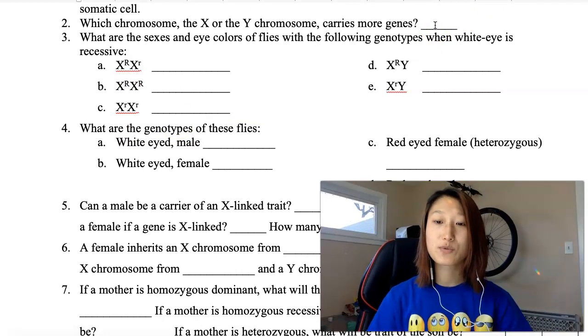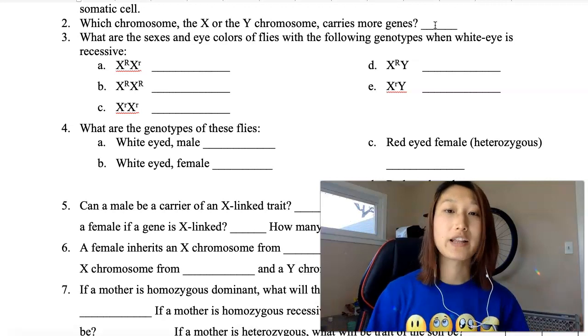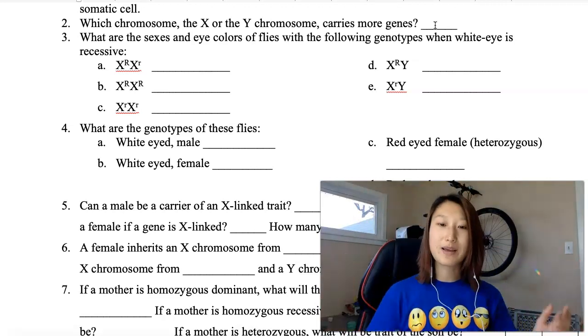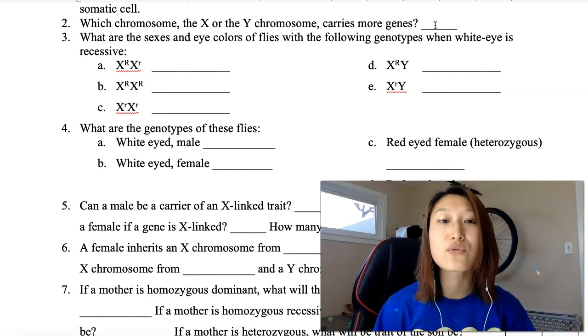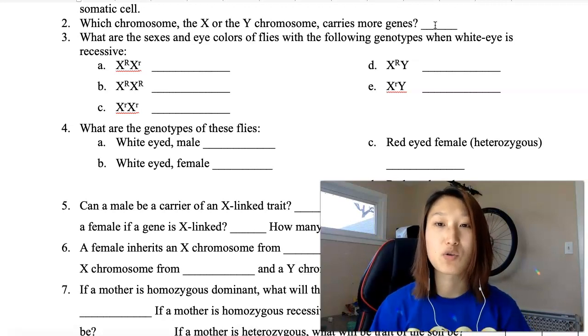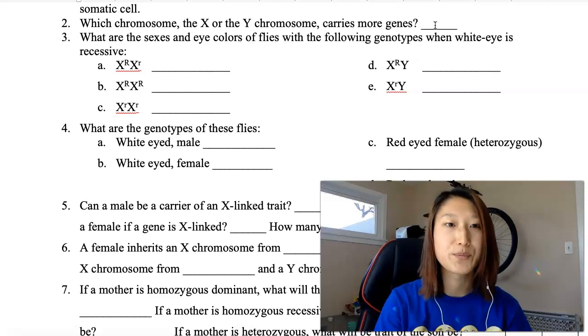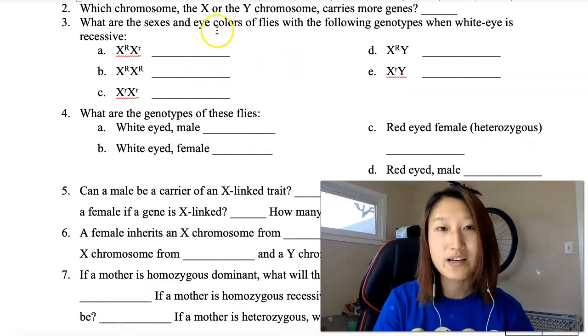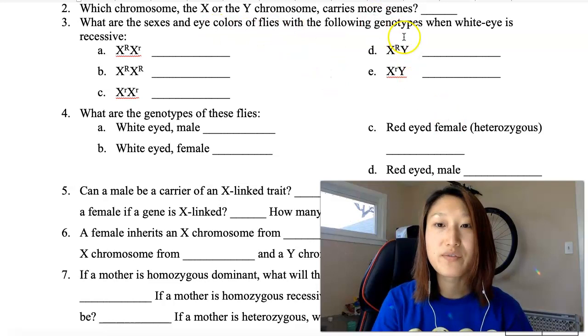The X chromosomes are longer than the Y chromosomes. So with all this space, all the DNA nucleotides, it will carry a whole lot more genes and code for a lot more traits and proteins than the Y chromosome. Number 3, what are the sexes and eye color for flies with the following genotype?